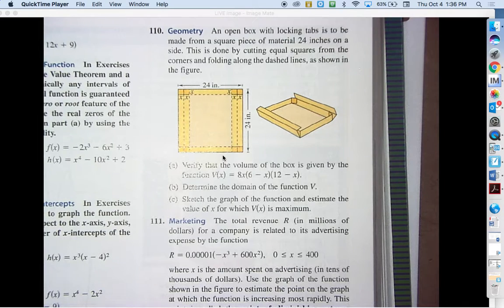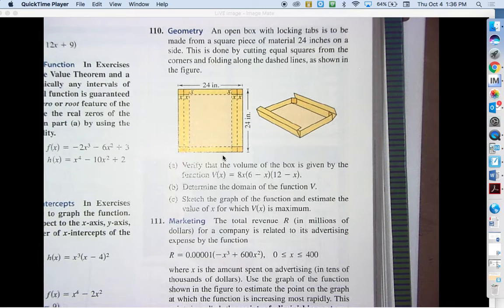It says this box is made from a piece of material that's 24 inches on each side. It's done by cutting equal squares from the corners and folding along the dotted lines as shown. And then you have that picture over here of what your little box should look like. Part A says to verify the volume of the box is given by the function V of x equals 8x times 6 minus x times 12 minus x.